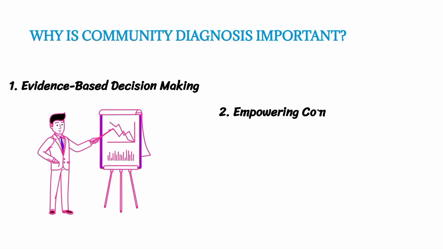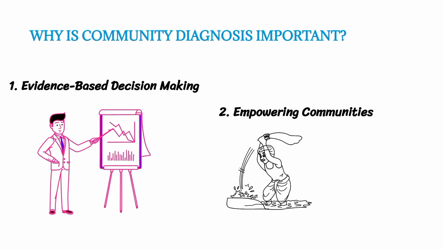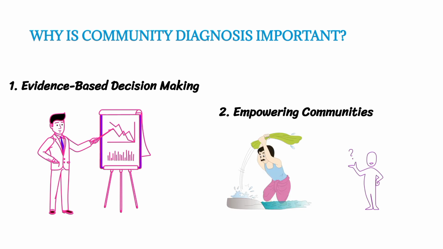Two, community diagnosis empowers communities. It involves community members in identifying their own challenges and solutions, making them more likely to support and sustain improvements. For example, if your community sees that unsafe drinking water is causing diseases, they will be more willing to participate in solutions like boring water or building bores.